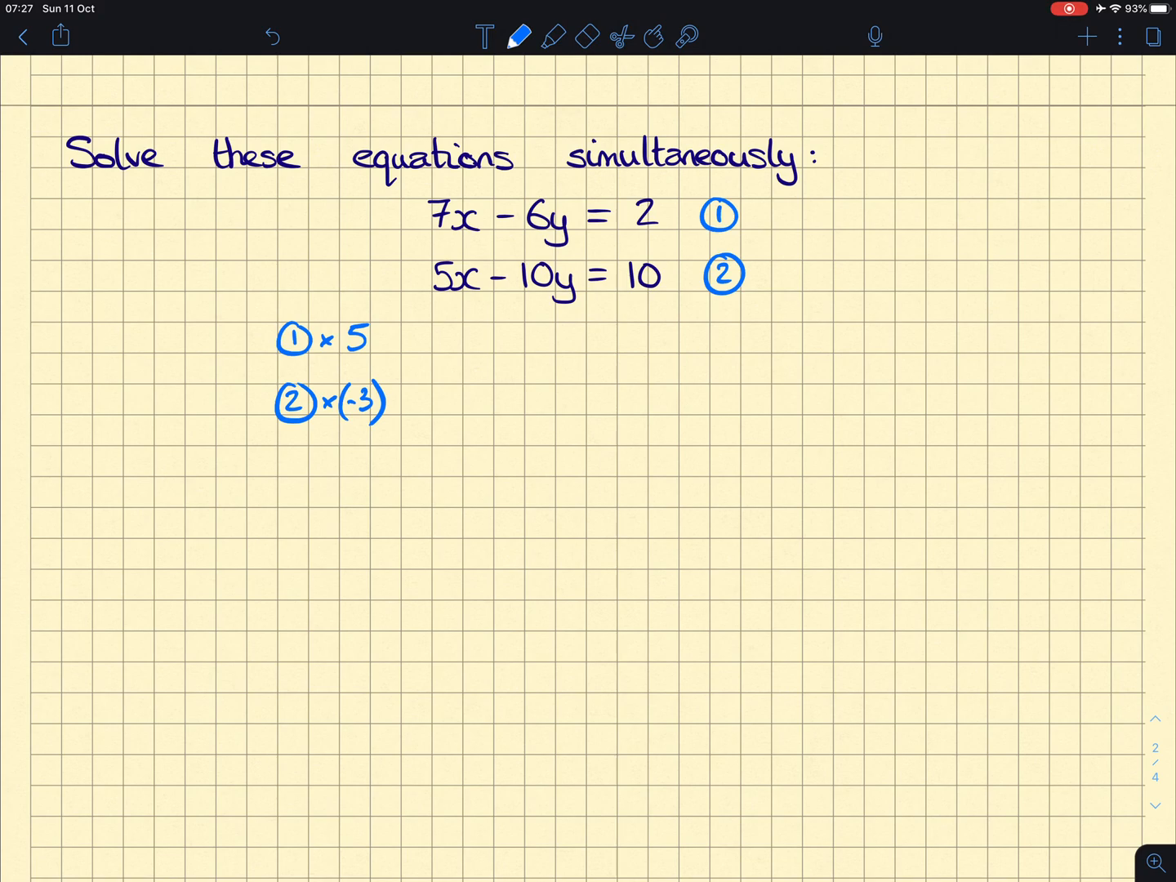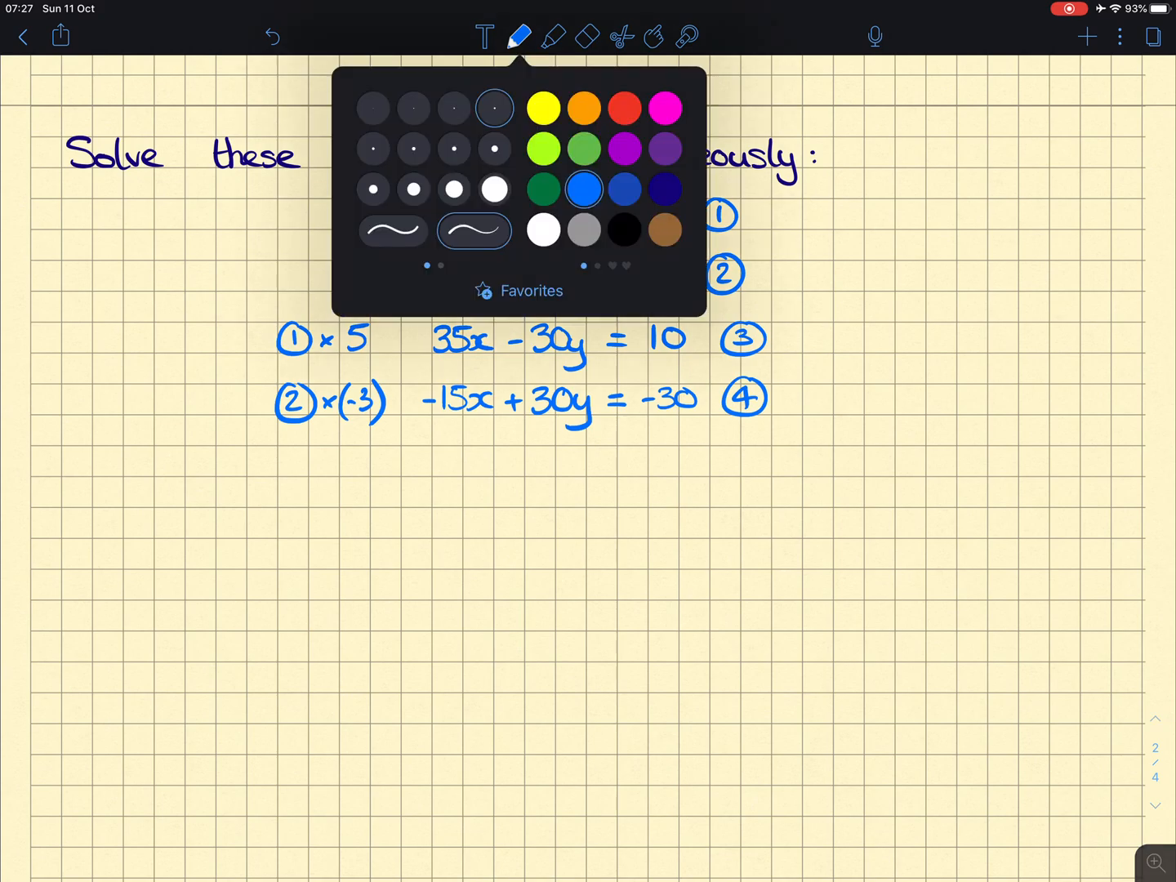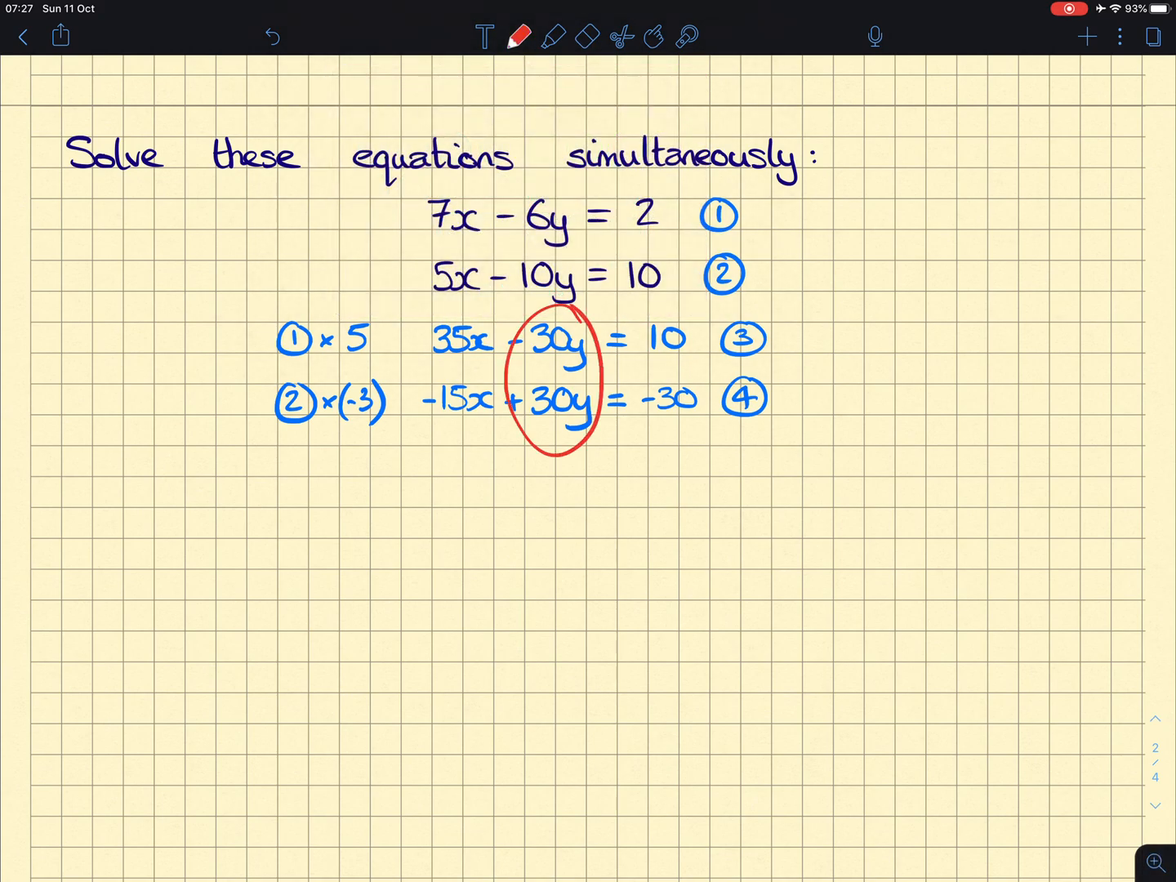So the first equation, 7x, will turn into a 35x, and minus 6y is now a minus 30y, and we have equals 10. Second equation, 5x times negative 3 gives us a minus 15x. Negative y times a minus 3 gives us a plus 30y. And then a 10 times negative 3 gives us a negative 30. Now we have our y's the opposite of each other, so I'm going to add these together.